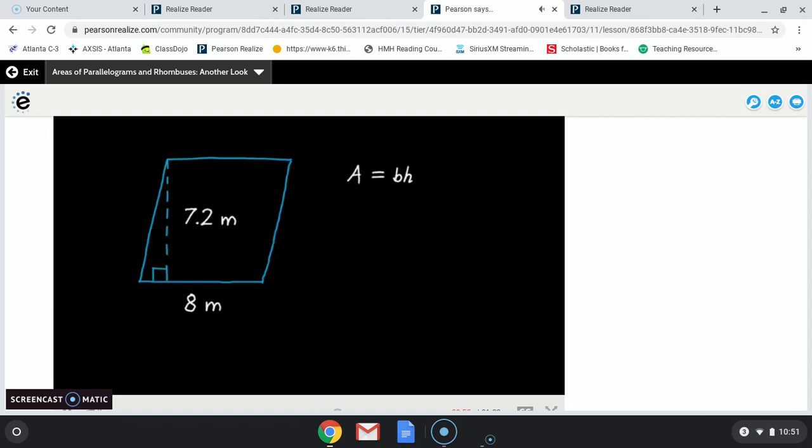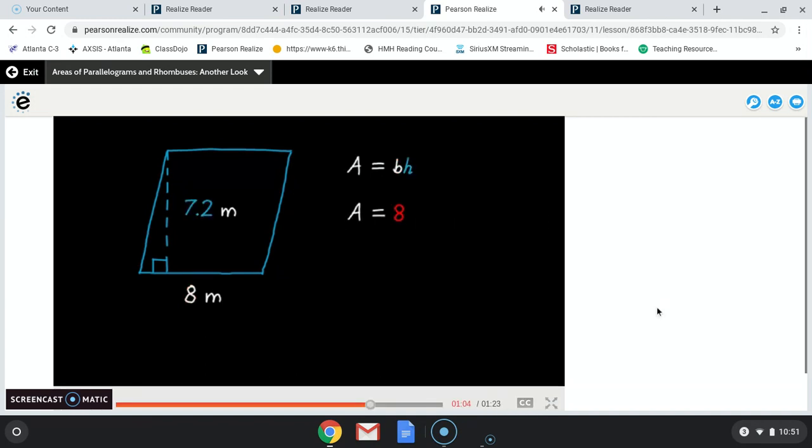Let's find the area of another parallelogram, one that has 4 equal sides. We will find the area of a rhombus. This rhombus has a base of 8 meters and a height of 7 2/10 meters. We can use the same formula, area equals base times height, to find its area. Replace the b in the formula with 8. Replace the h in the formula with 7 2/10. Then multiply. 8 times 7 2/10 equals 57 6/10. Label the area with square meters. The area of this rhombus is 57 6/10 square meters.